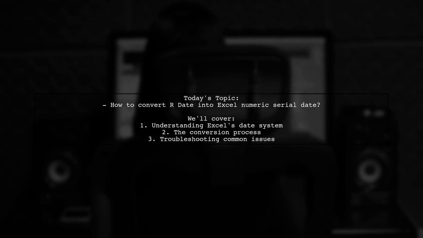Today, we're tackling a question that many data analysts encounter: how to convert our dates into Excel's numeric serial date format. We know that Excel stores dates as floating point serial numbers, and while converting dates from Excel to R is straightforward, the reverse can be tricky. Our viewer has tried various methods, but still faces mismatches. Let's explore this challenge together and find a solution.